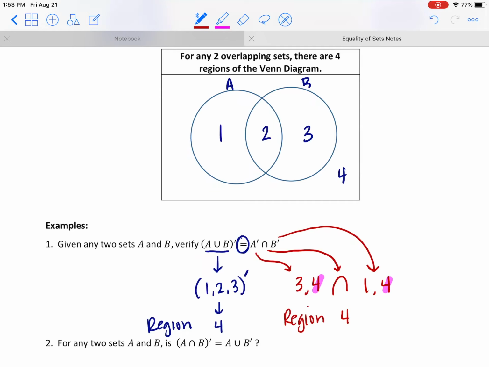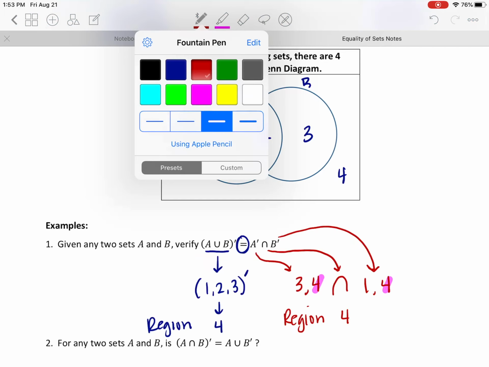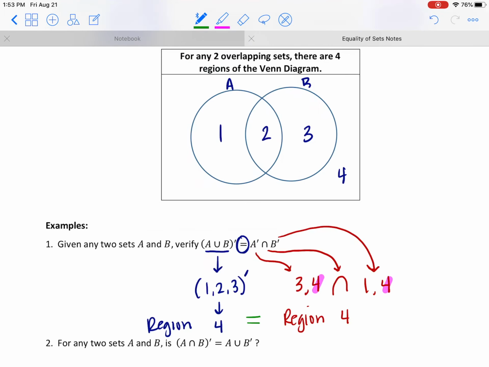So the sets of operations looked different, right? The first one said find the complement of a union, and the second said find the intersection of two different complements. But look, both sets of operations led us to region 4. These are definitely equal. Okay, so both sets of operations are equal. So we have verified that, showing that both sets of operations lead to region 4.